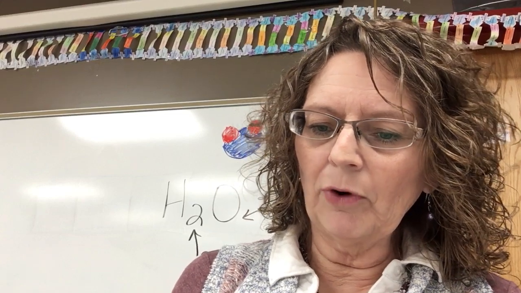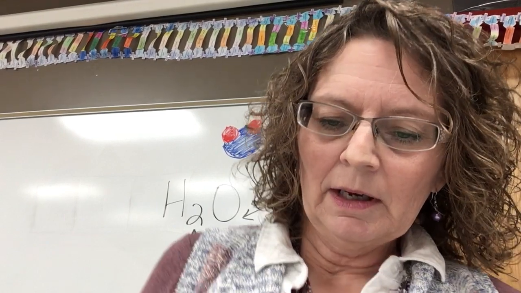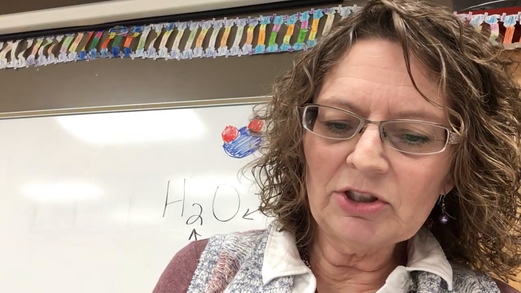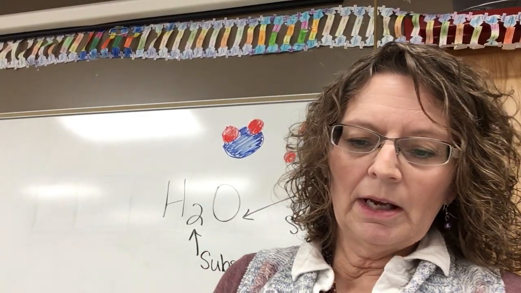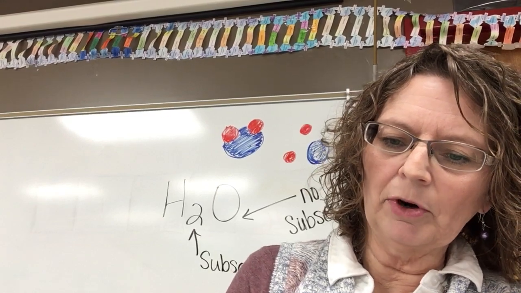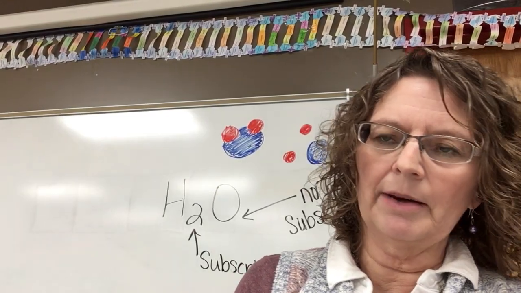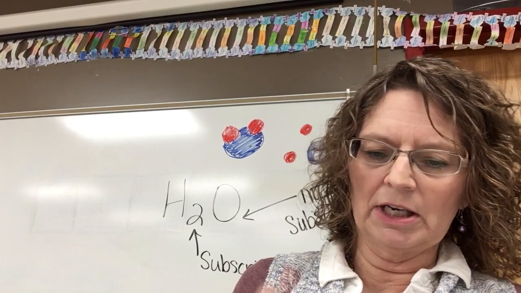Where were we? We were at 3A, a chemical formula. H2O is a chemical formula. A chemical formula is the combination of symbols and numbers that represent a compound. And then B, the symbols in a chemical formula show the different elements in the compound. I just walked you through that. H stands for hydrogen, O stands for oxygen.